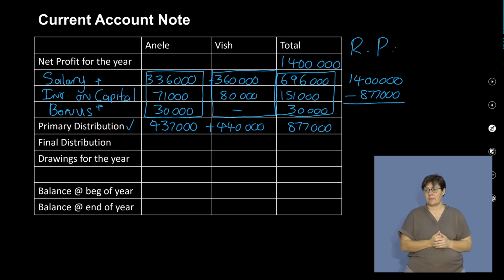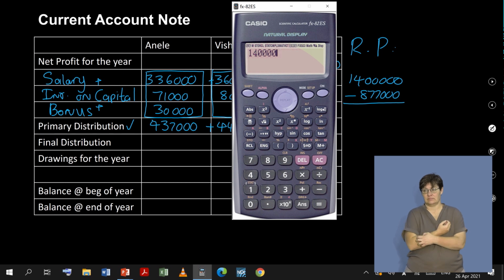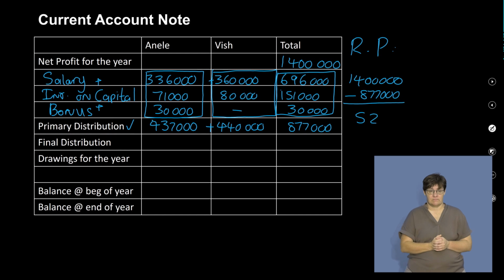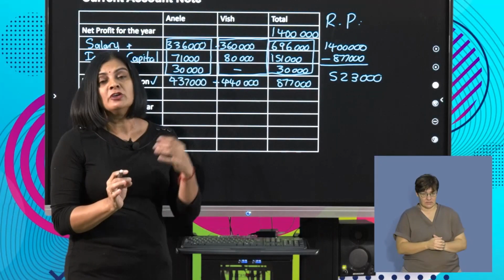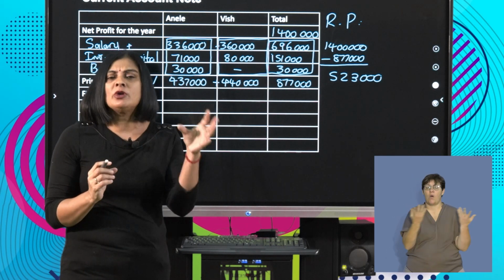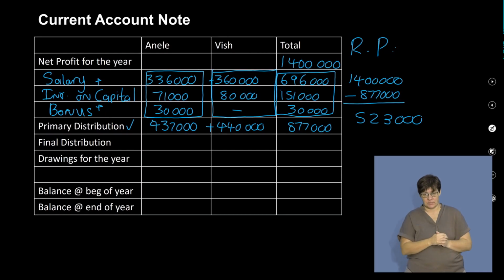So let's work that out, our remaining profit for the year. Okay, so we've got an amount of 1,400,000 minus 877,000, and the profit left over or remaining 523,000. So 523,000. Right, so this profit now also needs to be shared between the partners. So let's go back to our information to see how are we going to share this profit between Vish and Anele. So let's go back to our info.